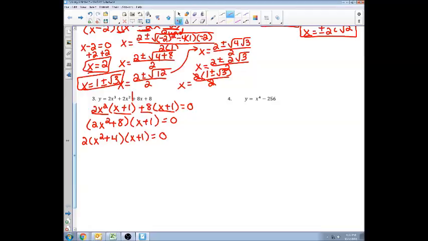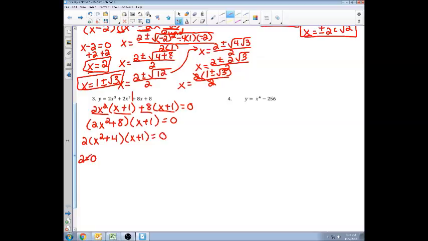Now x squared plus 4. X squared is a perfect square. 4 is a perfect square, but since I have an addition sign there, I cannot take the difference of two squares, so I cannot factor that any further. What I'm going to go ahead and do then is set everything equal to 0.